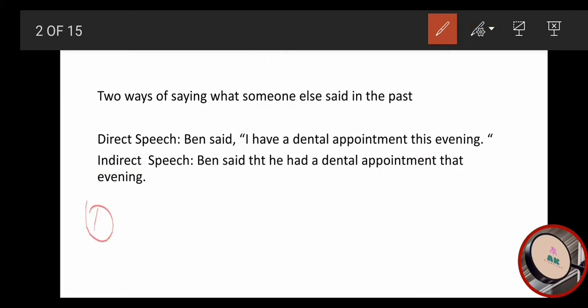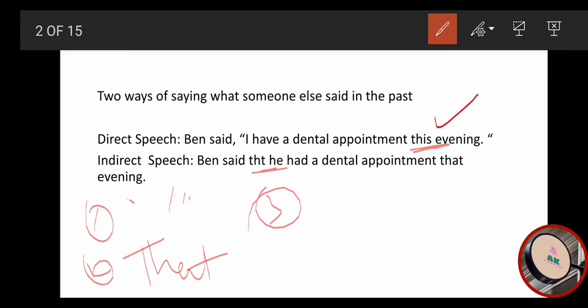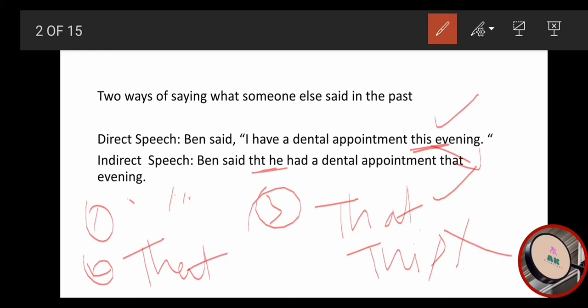The first rule is no quotation marks, right? And the second rule is that "that" is compulsory, right? And the third rule: in the direct speech there will be "this", but in indirect speech you are not supposed to use the same word. You have to use "that". If you have used "this" in an indirect speech, that will be a wrong statement, children. You got the point.